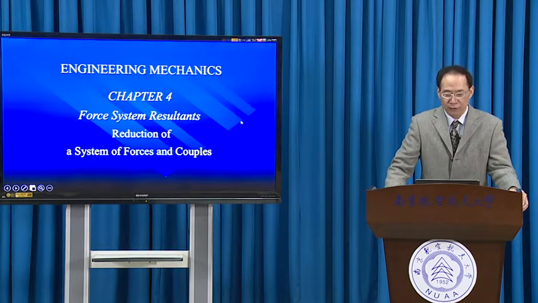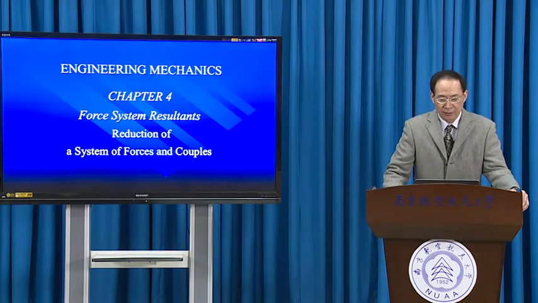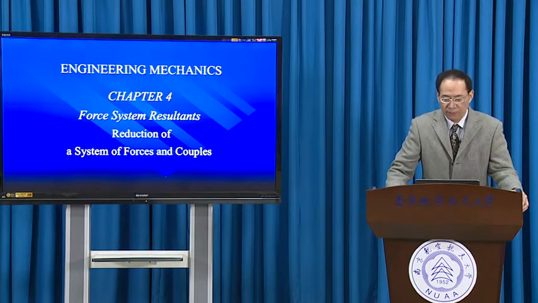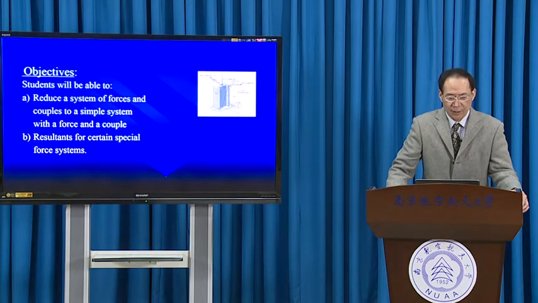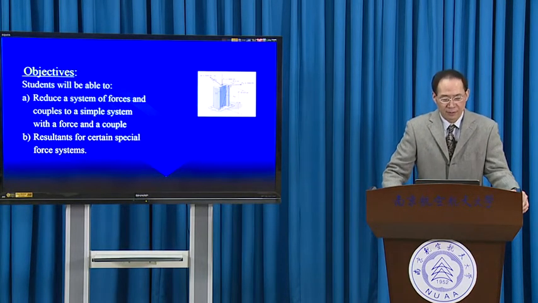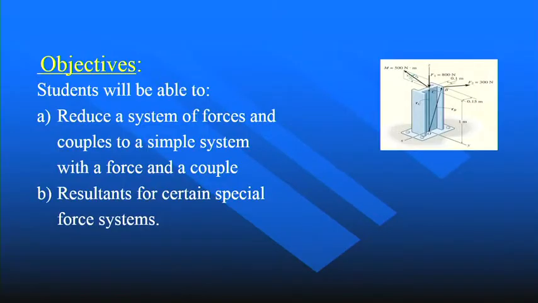This is the fourth chapter, force system resultants, or reduction of a system of forces and couples. Objectives. Students will be able to: A. Reduce a system of forces and couples to a simple system with a force and a couple. B. Find resultants for certain special force systems.